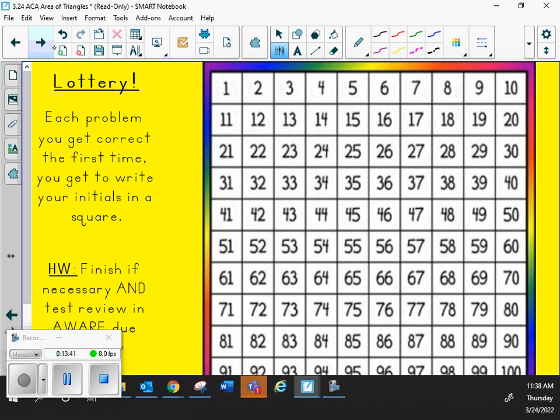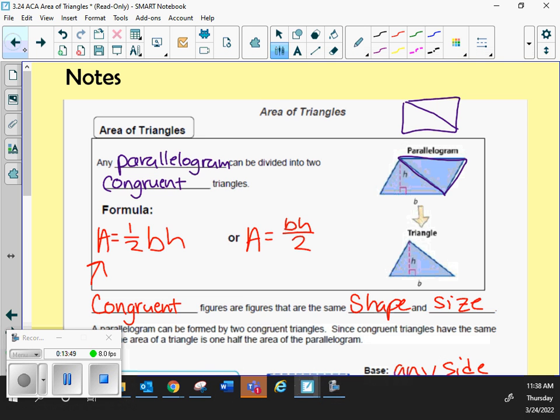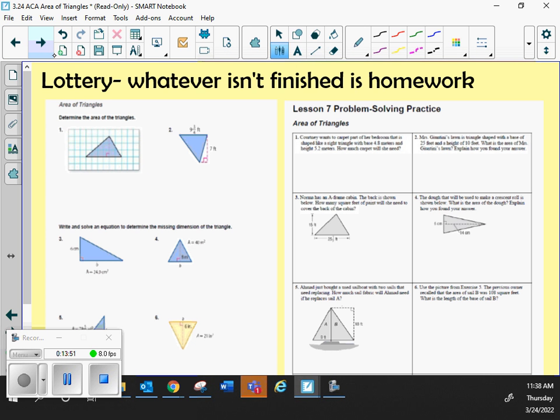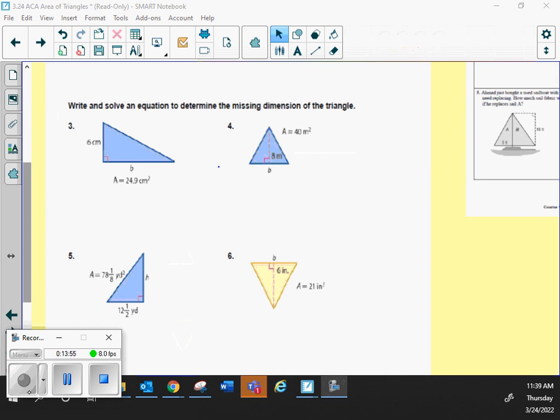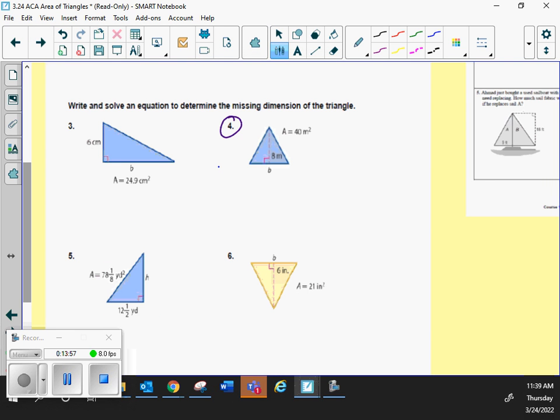We are going to do a lottery, okay? But we're going to do one more problem together, because we're going to do a spicy problem. I don't want y'all to do the spicy, so I'm helping you with the spicy. All right, I'm going to do number 4 with you. This one's right here on that next page, number 4, halfway through.